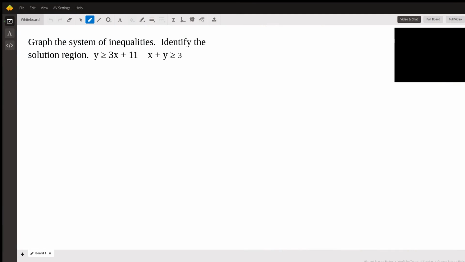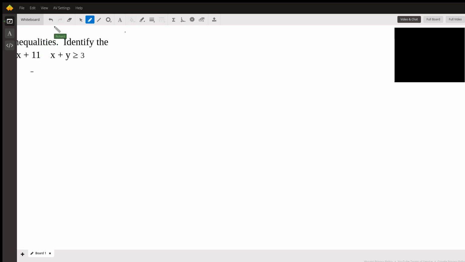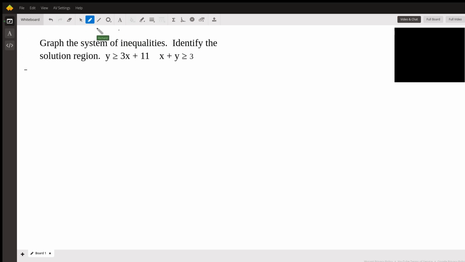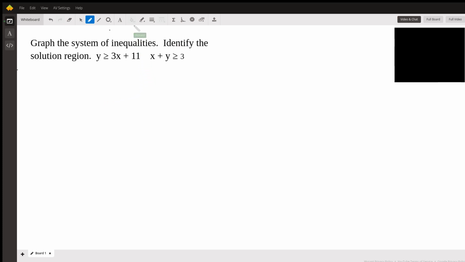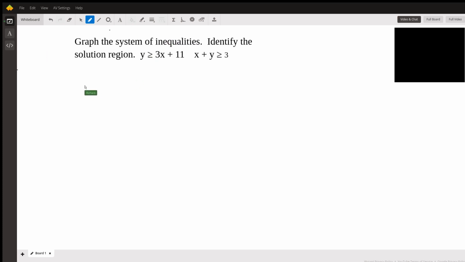This one is from Algebra. Usually you're seeing this in Algebra 1 and then it might be repeated in Algebra 2. Just depends on the school. So what we're going to do is just graph it. There's no other way to solve this except to graph it.